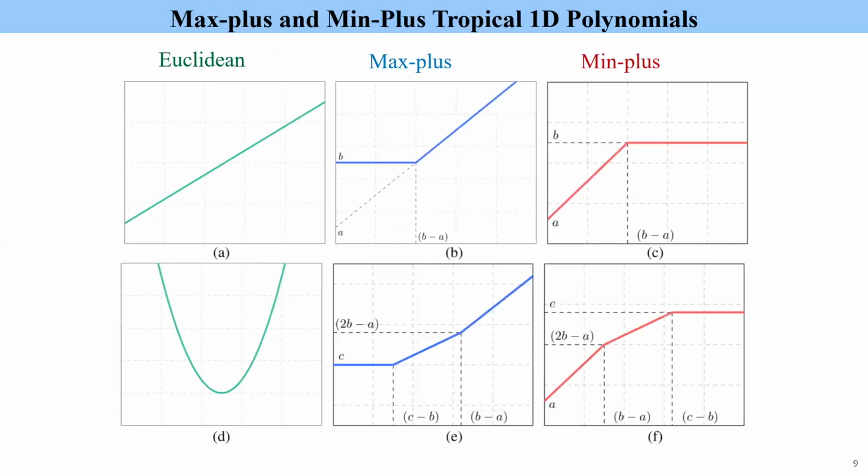These are the simplest objects of tropical geometry, and you can compare between the middle column and the right column. You can compare the duality between using max-plus and min-plus tropical polynomials. The max-plus are convex, the min-plus are concave.